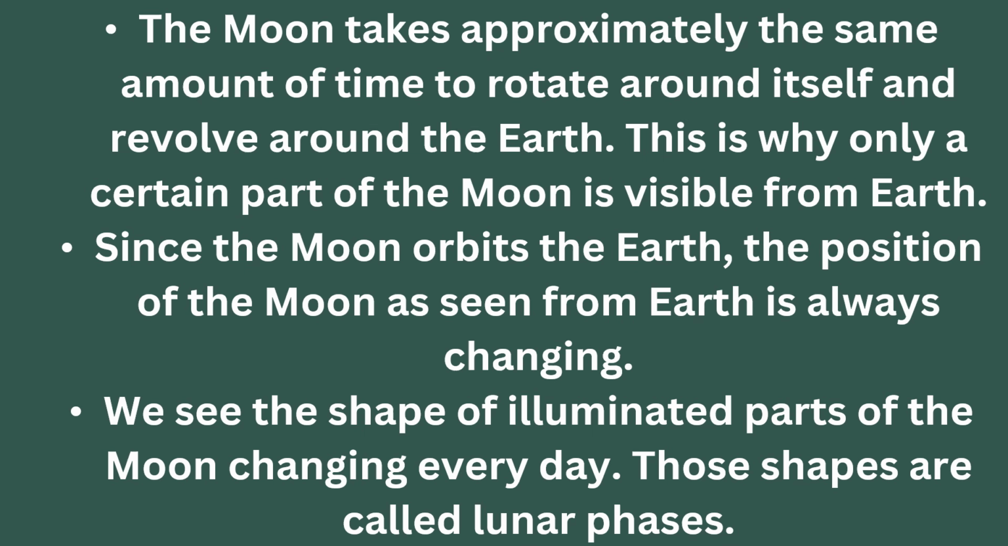See, the moon takes approximately the same amount of time to rotate around itself and revolve around the Earth. That's why only some part of the moon is visible to us. Since the moon orbits the Earth, the position of the moon as seen from the Earth is always changing. We see the shape of the illuminated parts of the moon changing every day. Those shapes are called lunar phases.